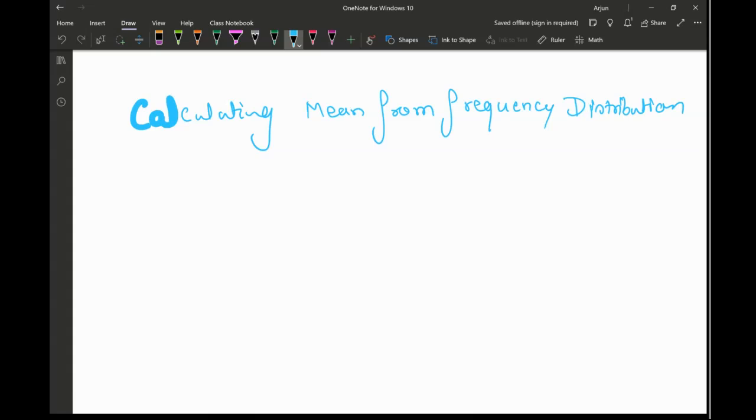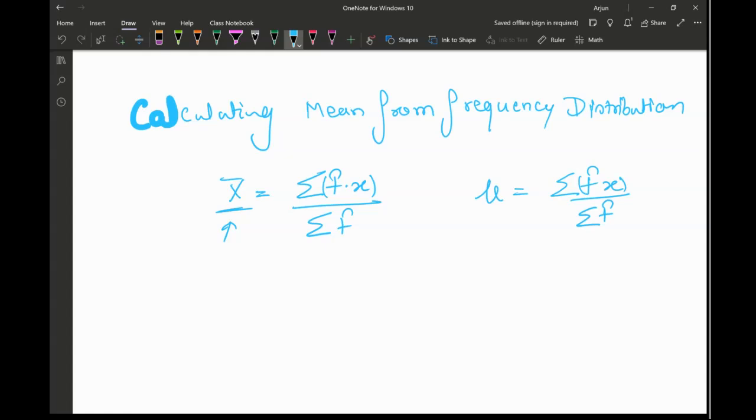The formula for that is x bar equals the sum of f times x, divided by sigma f. Now x bar is the symbol you use when it is a sample. If it is a population, you will use the mean, mu. Then the formula still remains the same, divided by sigma f. Now, first of all, when to use this formula?